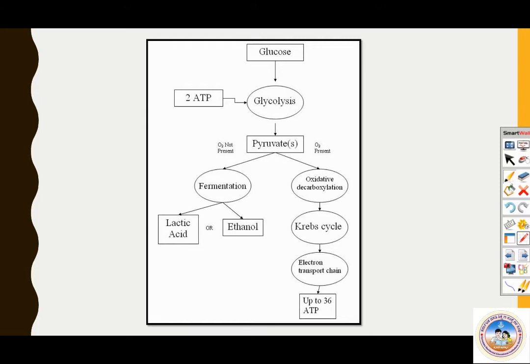Moving ahead, children, the next point, glucose. The process happens in two ways, fermentation and oxidative decarboxylation. Particularly, children, respiration happens in two processes, aerobic and anaerobic. Am I clear to you? Usually in anaerobic, children, there will be fermentation happening.